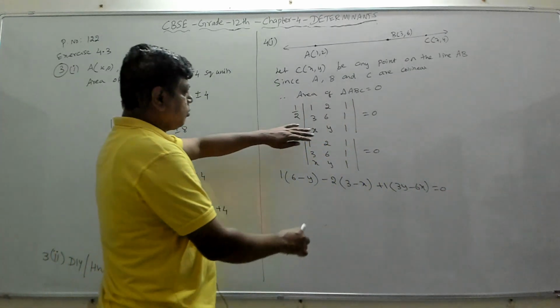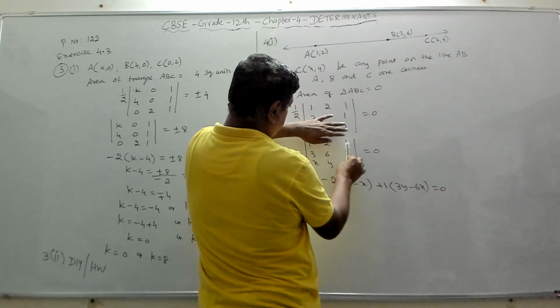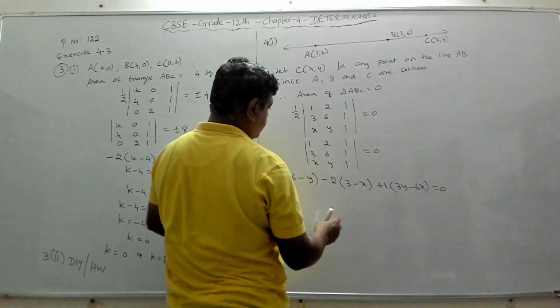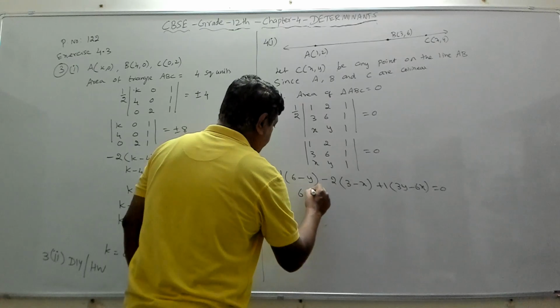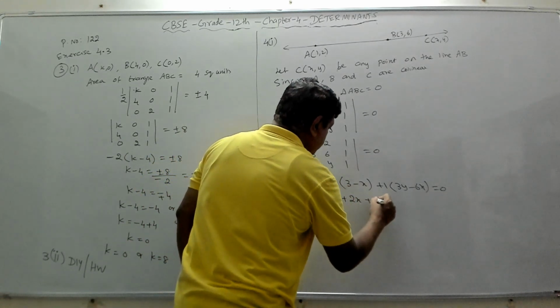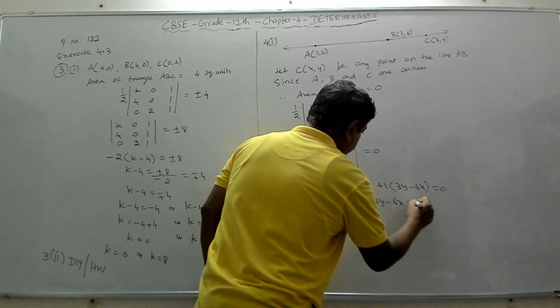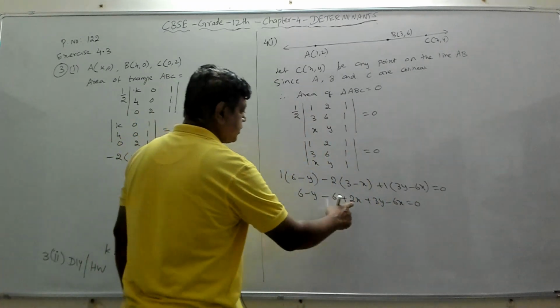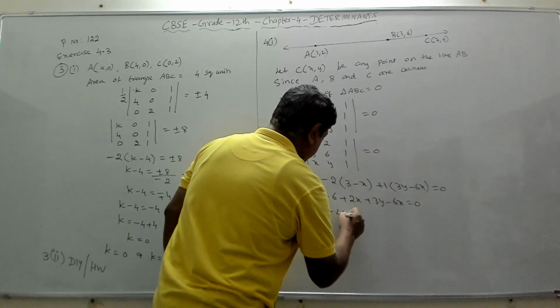Right? To close these two, third, this one 3 into y, 3y minus 6x. Now to simplify this, you'll get 6 minus y. This will become minus 6 plus 2x plus 3y minus 6x equal to 0. Right? Now 6x minus 2x is minus 4x.